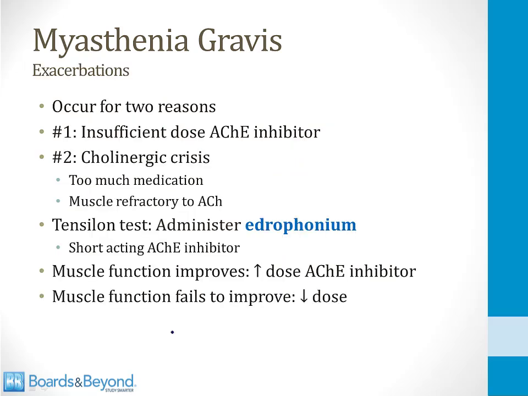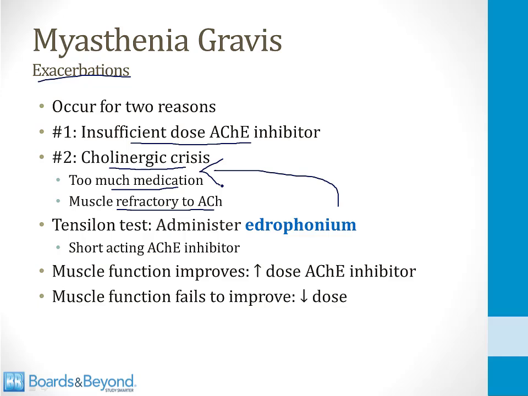Patients who have myasthenia gravis will sometimes present with a complaint of an exacerbation of their condition. Basically, they will say that they are getting weaker, and this can occur for two reasons. The first reason is that they are not taking a high enough dose of their acetylcholinesterase inhibitor. The second potential reason is something called cholinergic crisis. This means they are taking too much acetylcholinesterase inhibitor, too much medication, and there's so much acetylcholine in the synaptic cleft that the muscle has become refractory to acetylcholine. This is a phenomenon called cholinergic crisis.